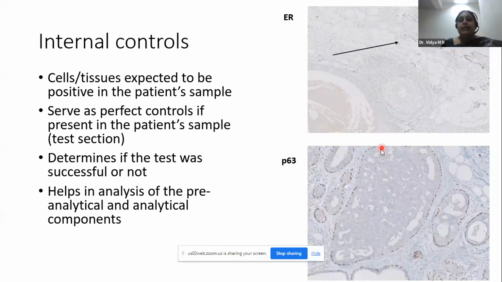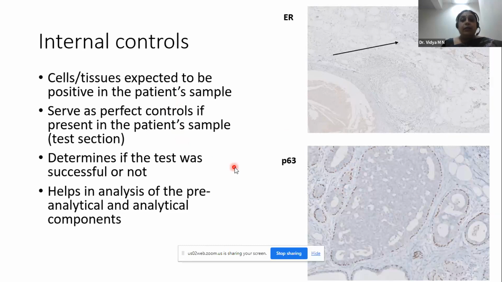Here again the DCIS P63 is positive. So here we know that it could be a case of invasive carcinoma. P63 being positive around the areas of DCIS or around your benign ducts is a good indicator that the internal control has worked well. So it determines if the test was actually successful or not on the test tissue, and also it determines a few of the pre-analytical and analytical components of your test.